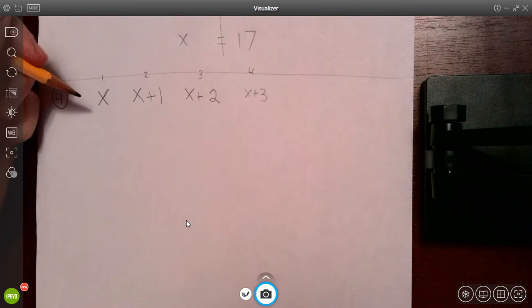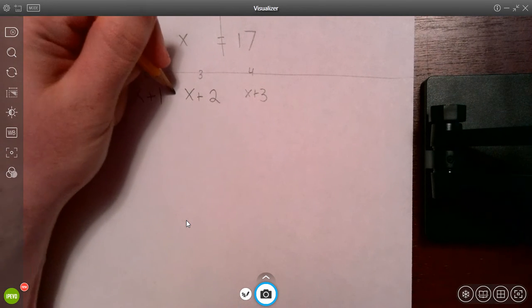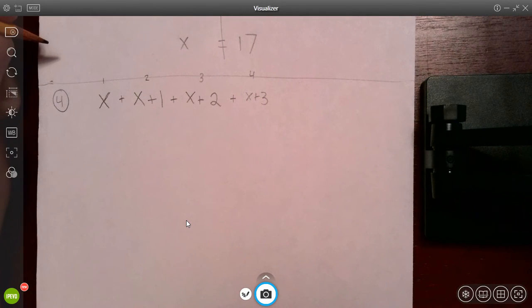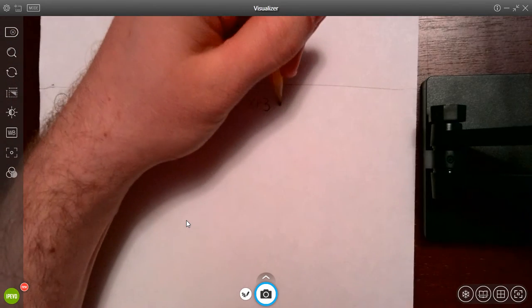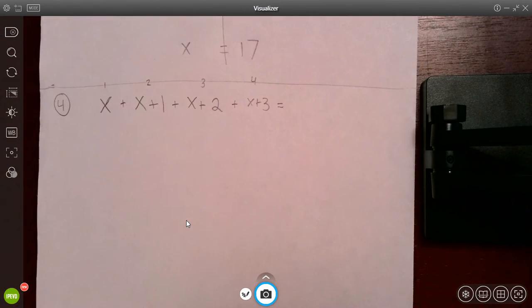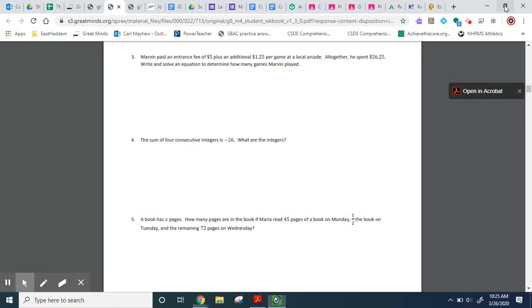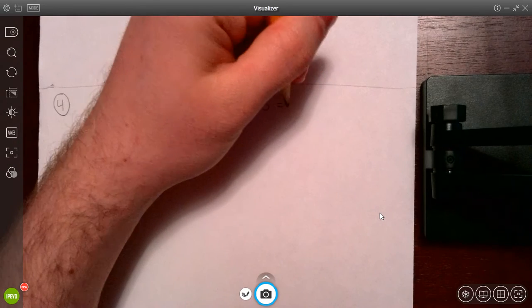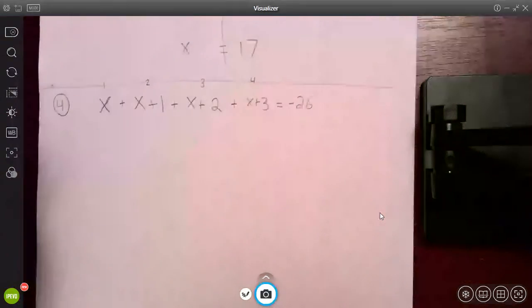So the sum of 4 consecutive numbers. Well, sum means addition, so we are going to put addition signs in between each of those terms. And then it said that the sum of those numbers is going to be equal to, what number did it say? Negative 26. So, all right, equals negative 26.